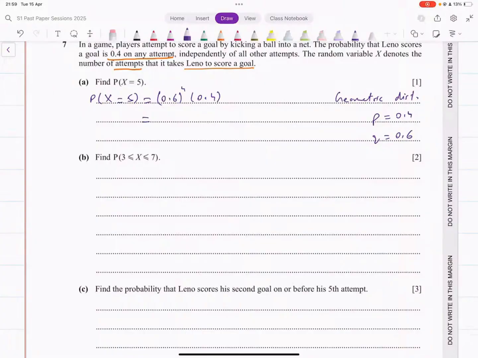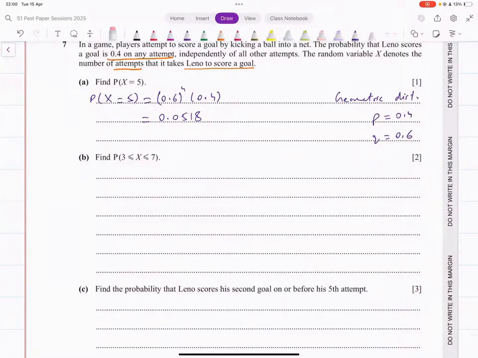You can see what that is. What's this number? 0.0518. Okay, that's the final answer that we get, 0.0518. Now it says find the probability that x is between 3 and 7. X is between 3 and 7. So it can be 3 or 4 or 5 or 6 or 7. These are the 5 possibilities that we've got.